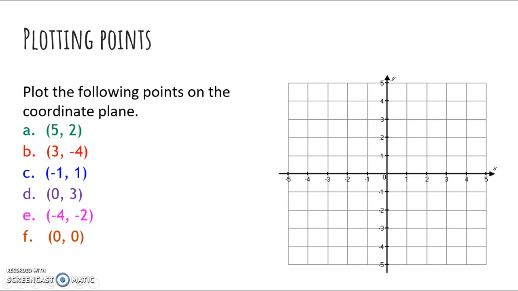Let's check your answers. So for (5, 2), you move right 5 and up 2. For (3, -4), we move right 3 and down 4. Always do the x-coordinate first. Then we have (-1, 1). So the x-coordinate is negative 1 on the x-axis, then up positive 1. (0, 3): 0 is the x-coordinate, so we stay where we are, and then we just move up 3 and put the point. (-4, -2): we move left 4 on the x, down 2 on the y, and then (0, 0) is the address of the origin.